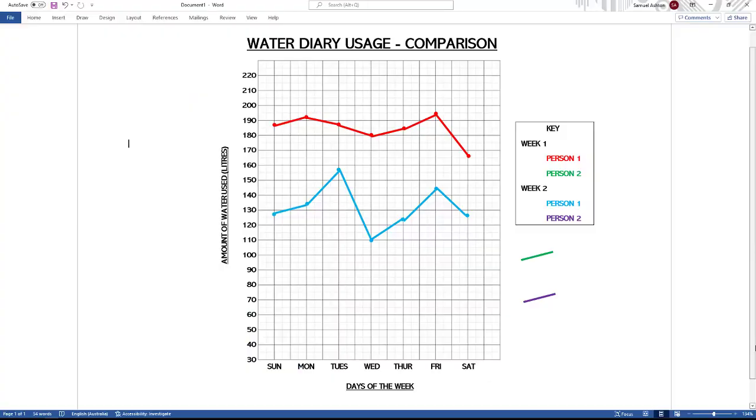Okay, so that's it. And then you repeat the process again for person 2, making sure the data is correct, and you're going to end up with a big, lovely table that's completely filled out.